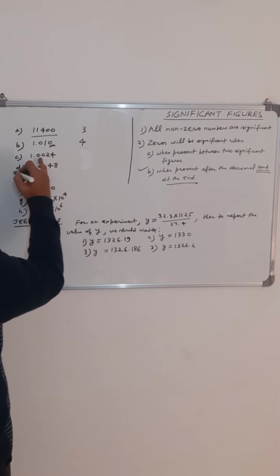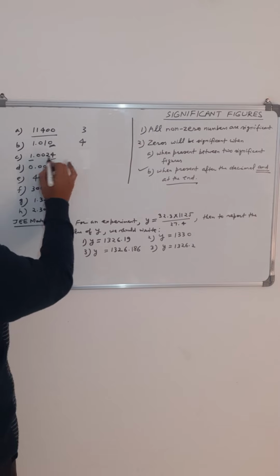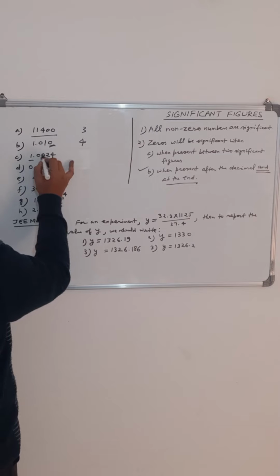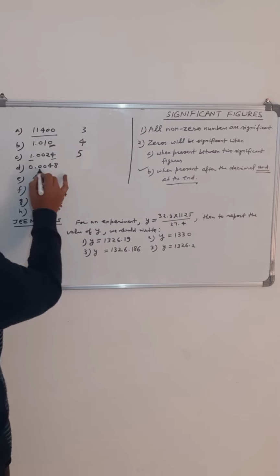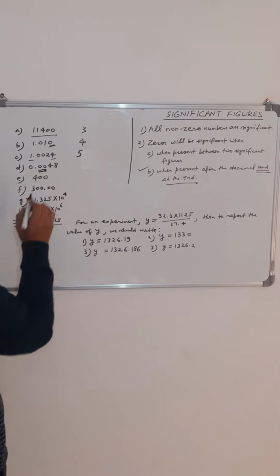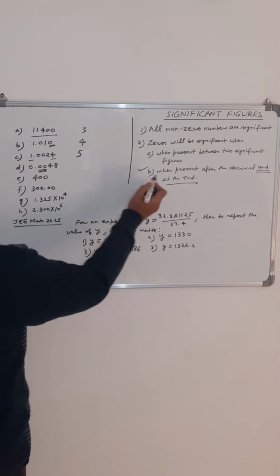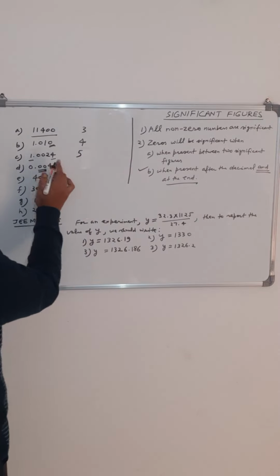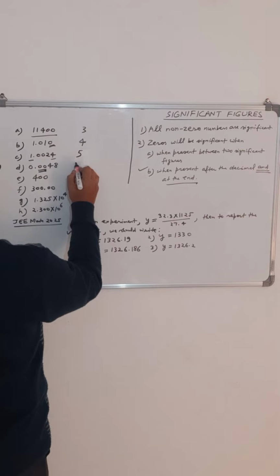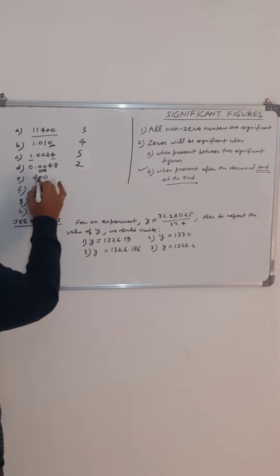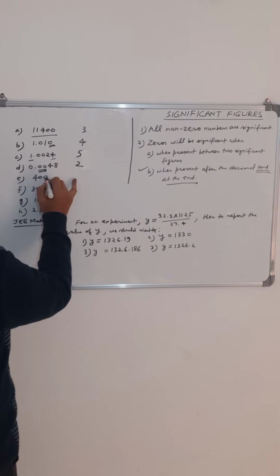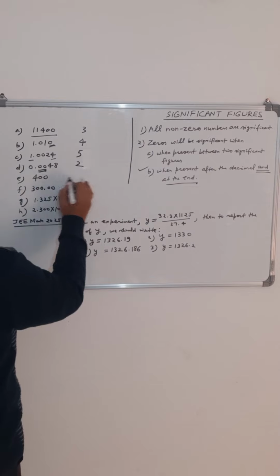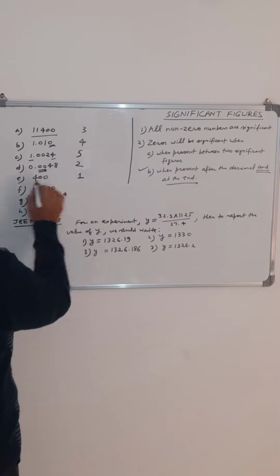In this case, these two zeros will be significant because they are present between two significant figures. So the total significant figures will be 1, 2, 3, 4, 5. Here these two zeros will not be significant because they are not present after the decimal and at the end. They are present after the decimal but not at the end. So we have only two significant figures. Here these two zeros are not significant because they are not present after the decimal. So only one significant figure, that is 4.